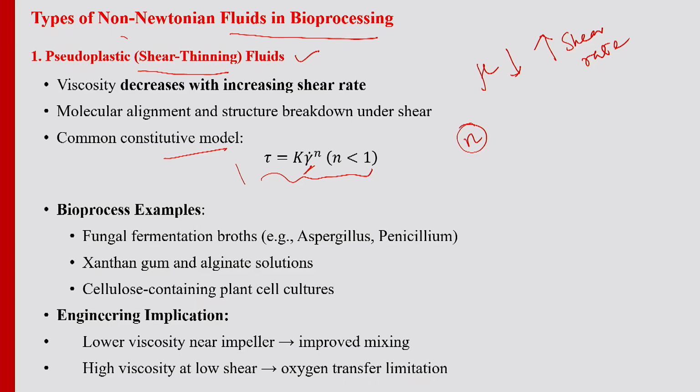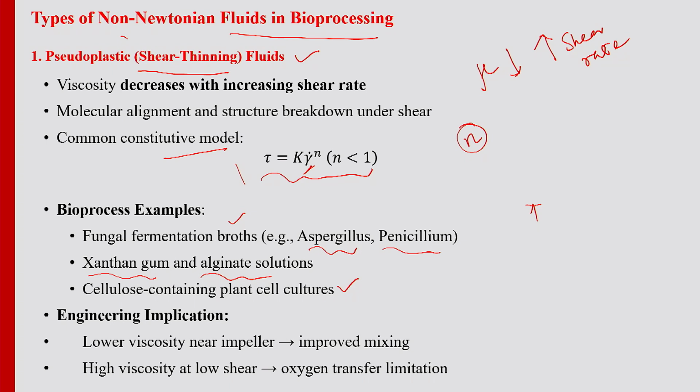What are the bioprocess examples that fall under pseudoplastic fluids? The fungal fermentation broth, especially Aspergillus and Penicillium, come under pseudoplastics. Then xanthan gum and alginate solutions. Another good example is cellulose-containing plant cell cultures. These three fall under the pseudoplastics. Whenever you increase the shear rate, the viscosity decreases, whether it is the fungal fermentation broth, xanthan gum, alginate solution, or cellulose-containing plant cell culture.